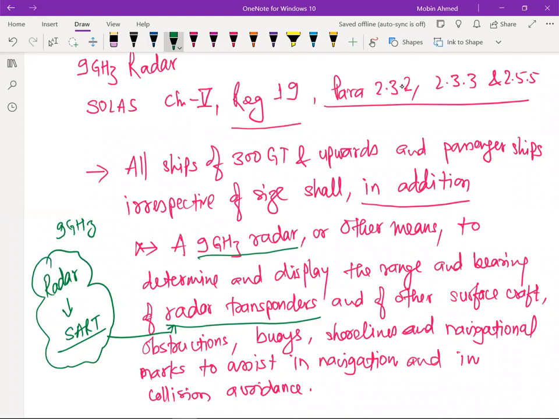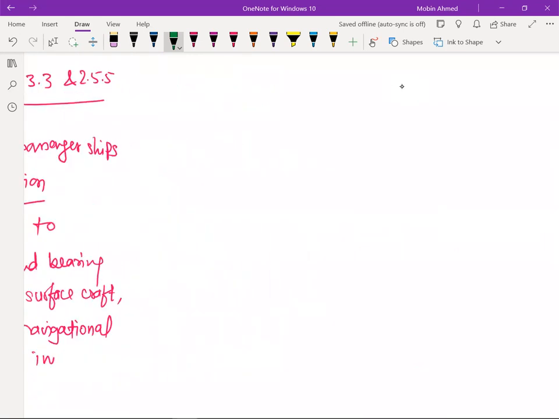There is another type IMO has already recommended, that is the AIS SART. We will talk about this when I am going to teach you the GMDSS. Okay, we'll see this one. What is the AIS SART and how it works? What is the radar SART and how it works? I will tell you in detail. So it is talking about that. Okay, radar transponder and other surface craft, obstructions, buoys, shore lines, and navigational marks to assist the navigation and in collision avoidance.